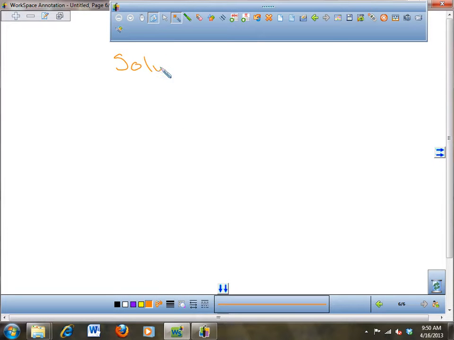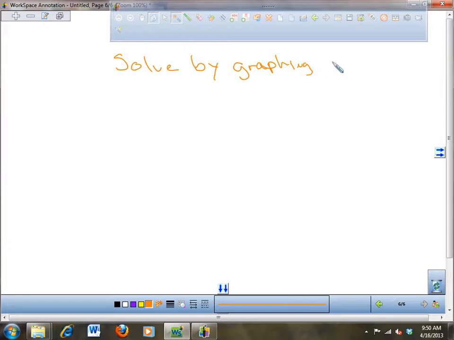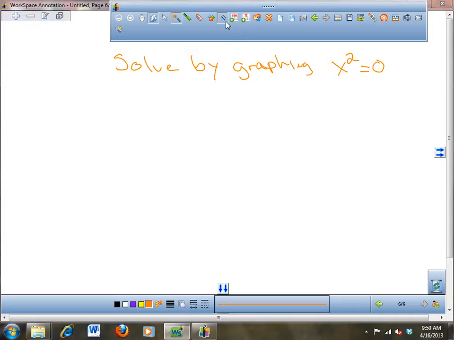All right, so solve by graphing. Now this isn't the most efficient way, but I'm just kind of showing you why sometimes you get one answer and sometimes you get 2 answers. Because you got to realize that you're dealing with parabolas. What are those things called again? Parabolas, thank you. Okay?